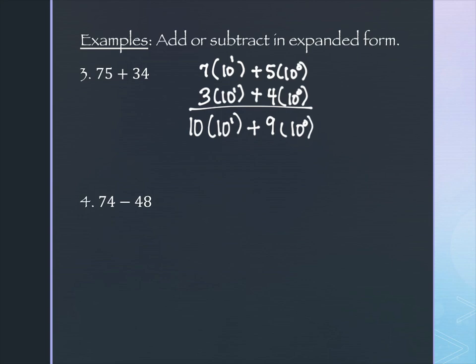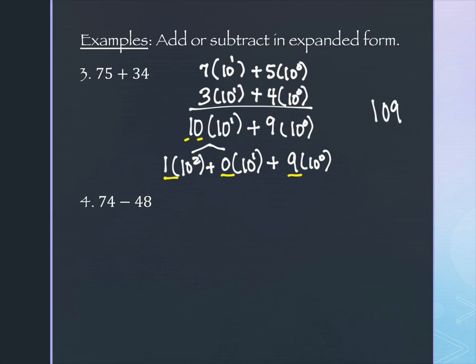Now the problem is that 10 times 10 to the 1 is a 2-digit number times 10 to the 1. So we would break this apart. This would be 1 and 0. I'm breaking the 1 and the 0 apart here. And this has to go up a place value. So this is 1 times 10 squared plus 0 times 10 to the 1. And then I still have my 9 times 10 to the 0. And then the numbers in front of the powers of 10 form my standard numeral 109.